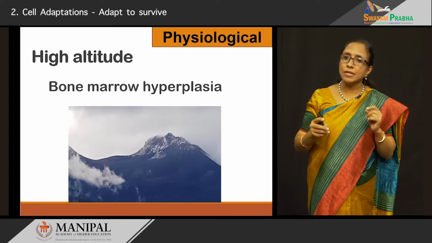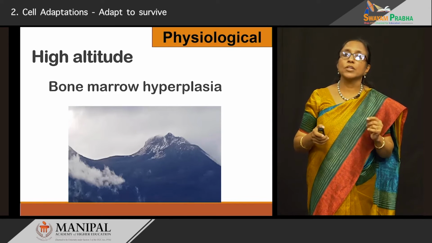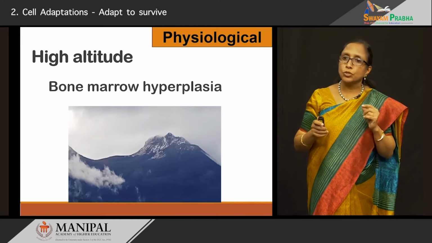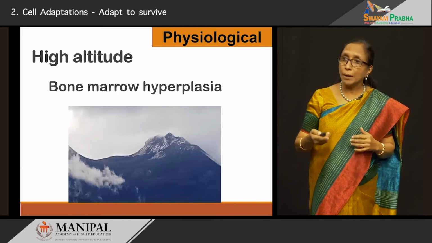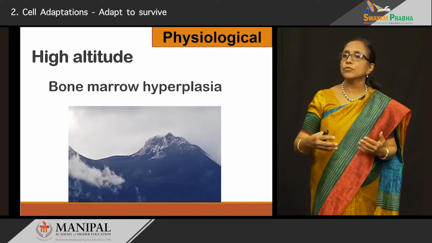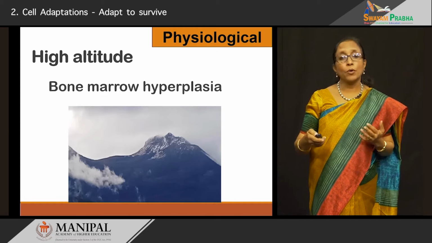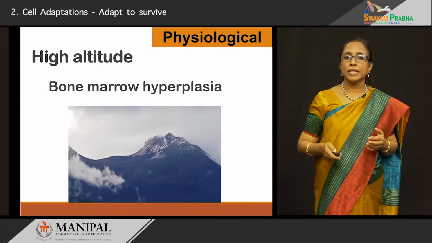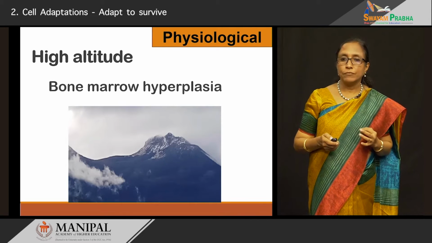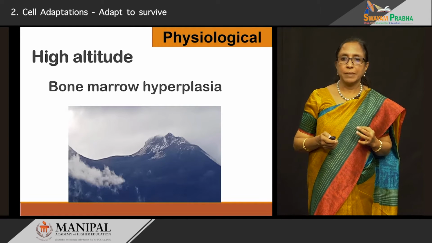What happens is, in these people, there is what is called bone marrow hyperplasia. There is hypoxia in the higher altitudes. So, to compensate for that, bone marrow hyperplasia is there. So, the hyperplastic bone marrow hematopoietic cells produce a lot of RBCs, so that there is polycythemia, and that is a protective mechanism that happens. One more example of physiological hyperplasia.